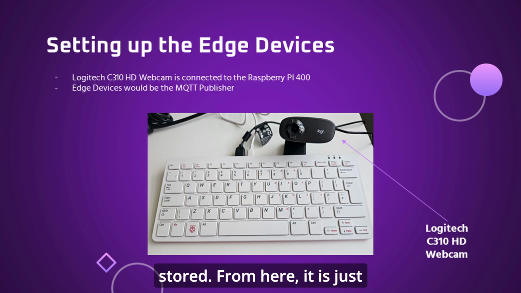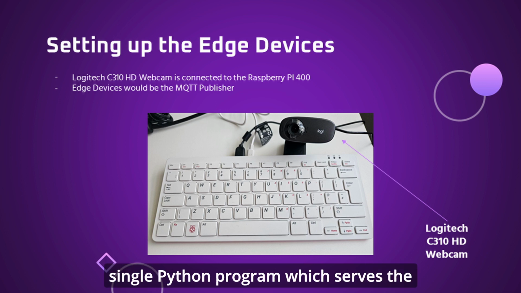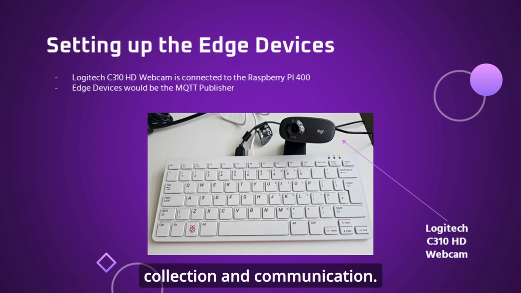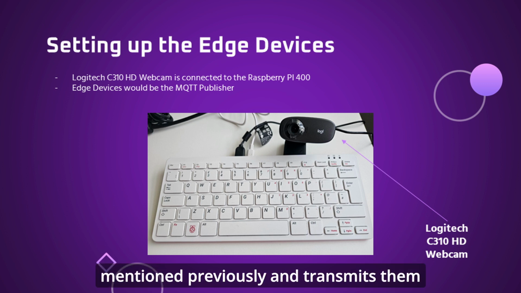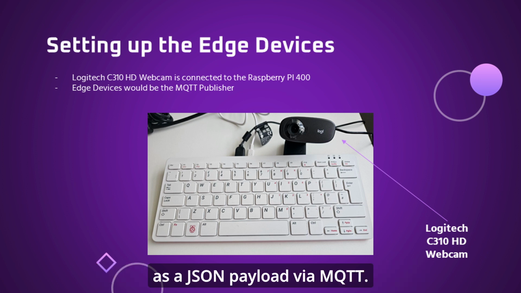From here, it is just a simple matter of running a single Python program which serves the dual role of data collection and communication. The program internally performs an initial setup of the device as an MQTT publisher, before establishing a connection to the MQTT broker on the main fog compute device that is run separately. The program then periodically collects data using the data collection methods mentioned previously and transmits them as a JSON payload via MQTT.